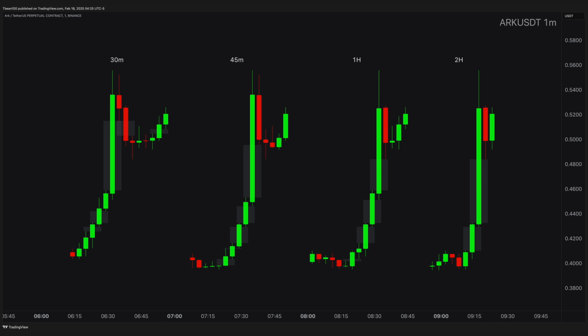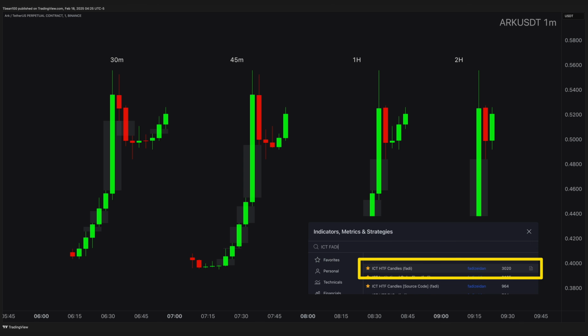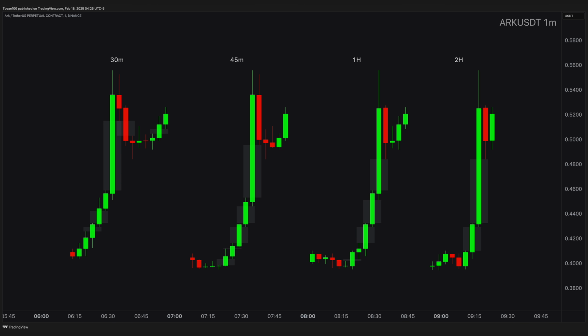ARK was the top gainer coin of the day. It was by far number one with a 20% gain. The moment I saw this coin, I knew that it was tradable. By using our lovely indicator called ICT High Time Frame Candles, I quickly determined the possible entry location on the chart.